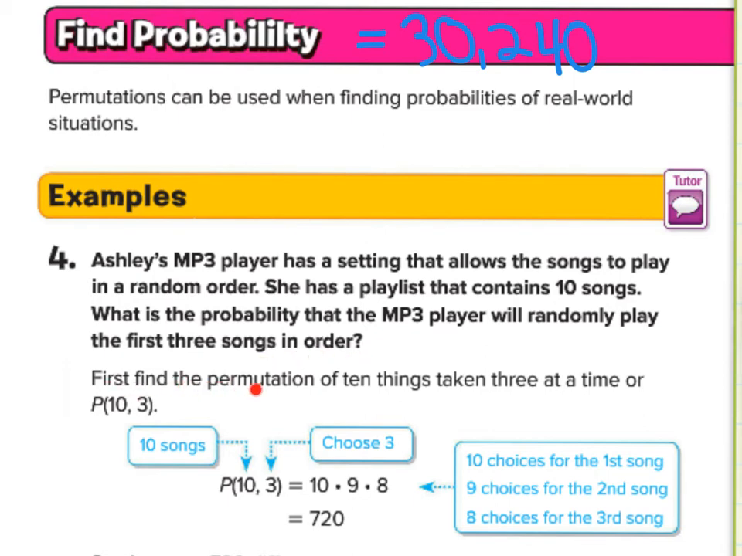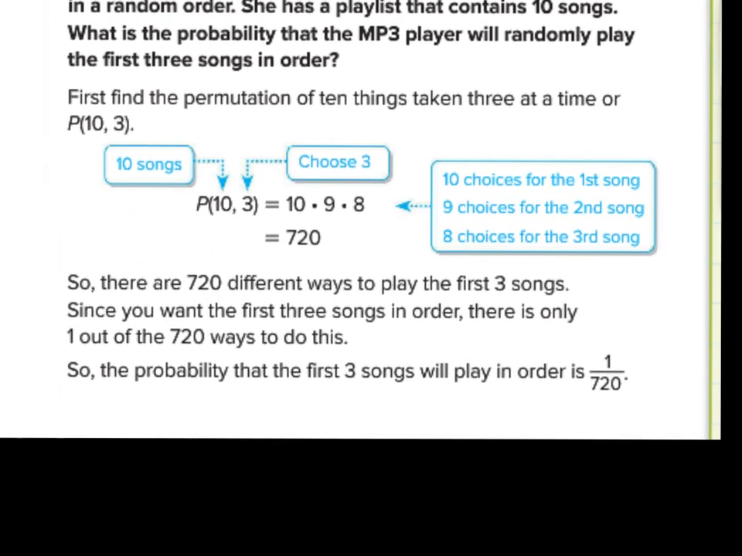First find the permutation of 10 things taken 3 at a time. Okay, so let's see. We understand that it's a 10 and we only want 3. So we're going to work our way down. We choose 1, and then we choose 1 from the next pile, and then 1 from the next pile. And when we do that, we get 720. So 10 choices for the first song, and then for the second song, you only have 9 choices. And for the third song, you have 8 choices. So there are 720 different ways to play the first 3 songs.